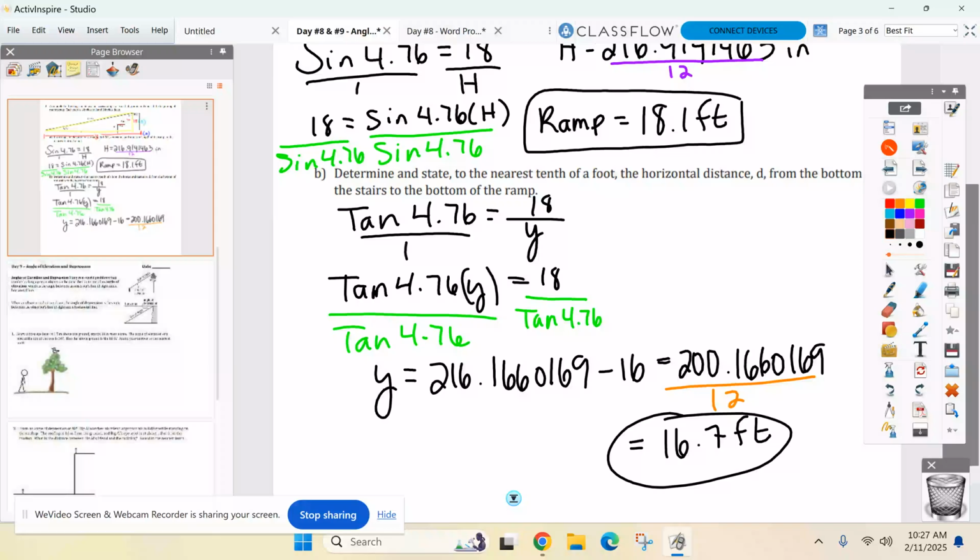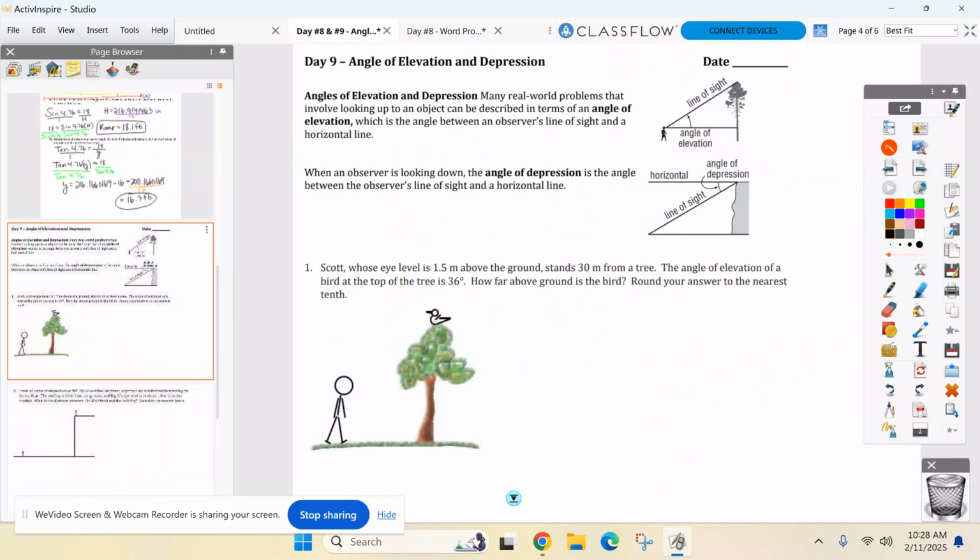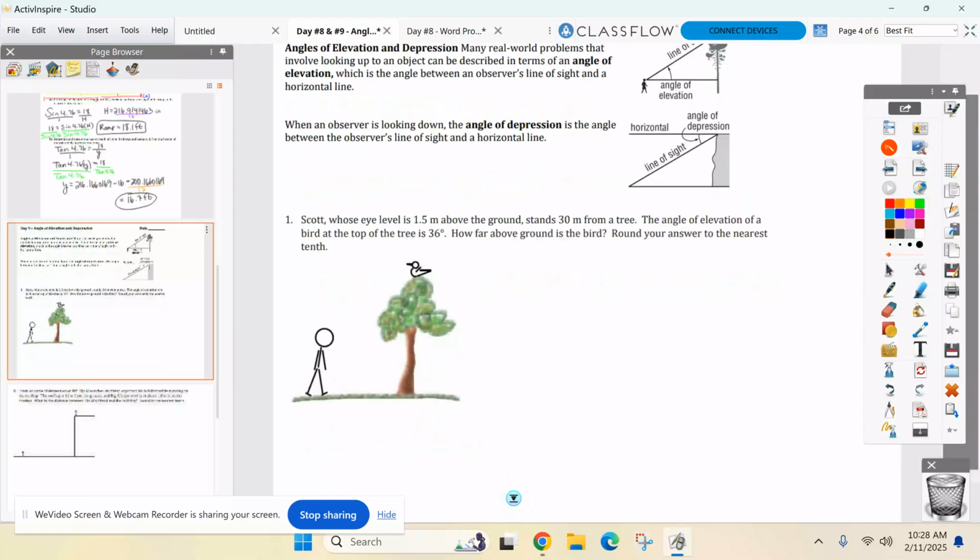Okay, I'm done with day 8. Go to day 9. It was just going to be more word problems using sine, cosine, and tangent. This is day 9. Day 9, still more word problems, except I use 2 new vocabulary words. All right, 2 new vocabulary terms. We're still doing word problems using sine, cosine, and tangent. It's just 2 new vocabulary terms.